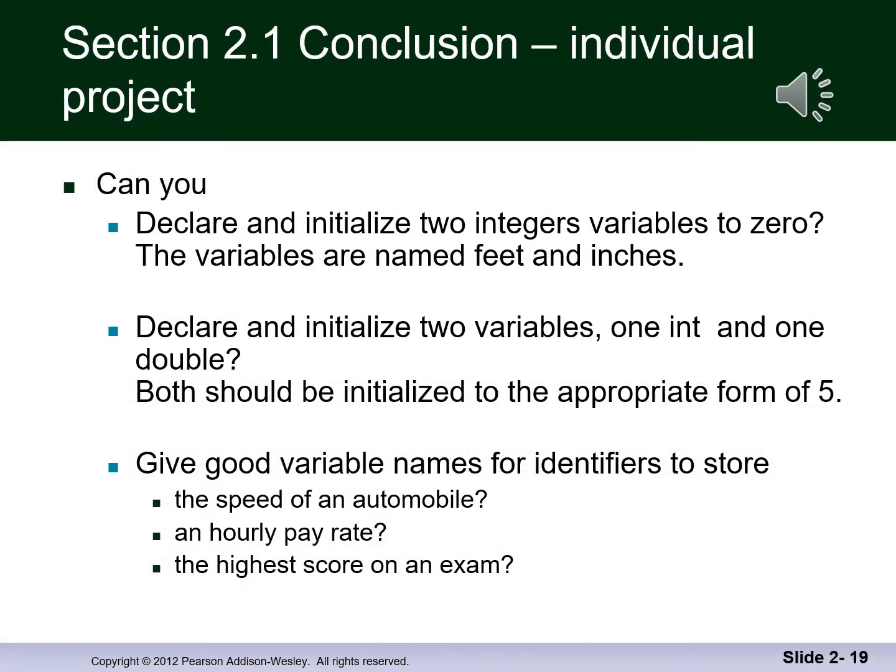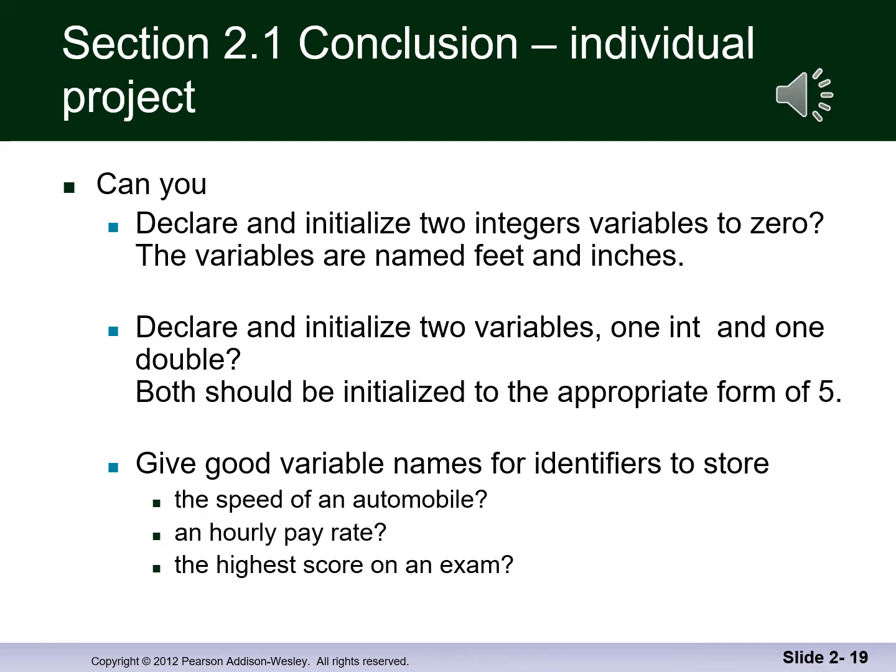That completes the content for section 2.1, and as a conclusion, I'd like you to try these individual projects on your own. When I deliver this lecture in a traditional, non-hybrid, non-online class, we do this together in the class. Can you declare and initialize two integer variables to 0? The variables are named feet and inches. Try that. If you have any problems, contact me.